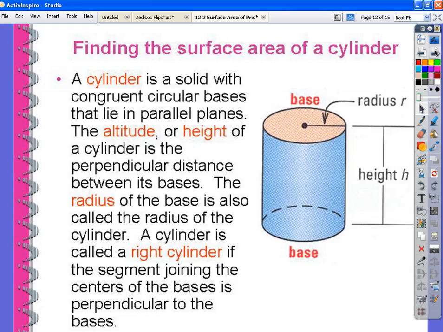Just like before, the height of this thing is the vertical distance between the two bases, the two caps of the can. What else do we need to know about this?